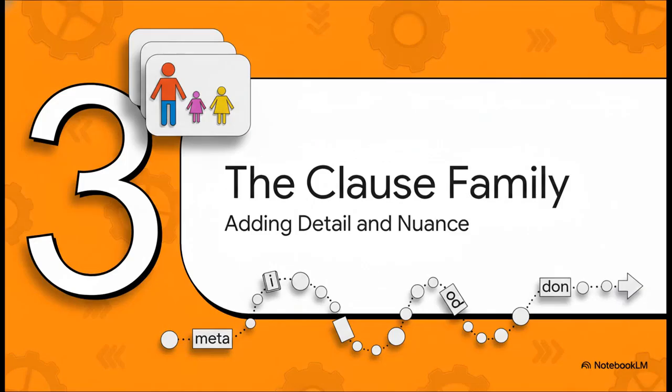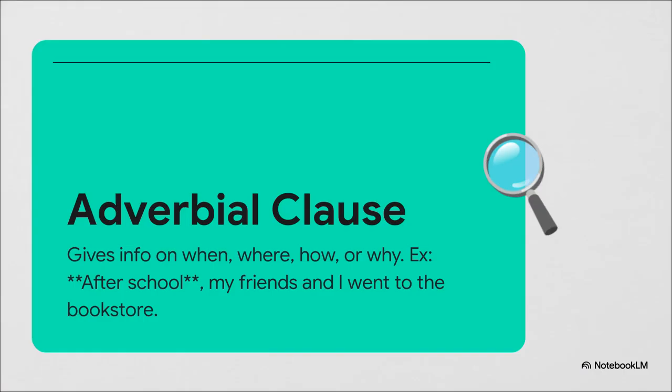Okay, so our trusty sidekick, the dependent clause, actually comes in a few different flavors. Each one has a very specific job to do, adding different kinds of detail. First up, we have the adverbial clause. Think of this one as the reporter clause. Its job is to answer those key questions: when, where, how, or why something happened. So in our example, after school answers the question, when did we go to the bookstore? It adds that extra layer of time context to the main action.